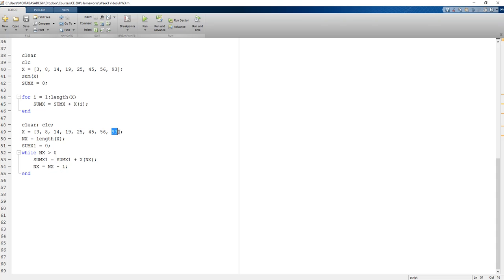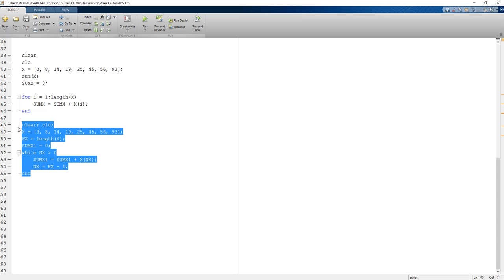It will add this to this, and then the summation of both of them will be added to 45. And then the summation of all 3 will be added to 25. And then the summation of all these 4 will be added to 19. It will go all the way to here, and nx is 1 now. It will add x of 1, and then 1 minus 1 becomes 0. Is 0 more than 0? No. So it will stop right here.